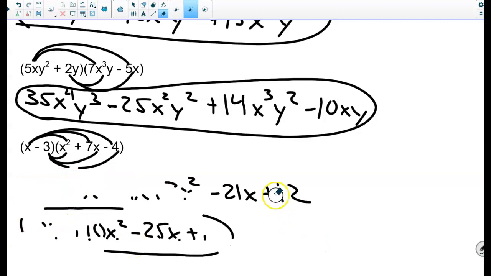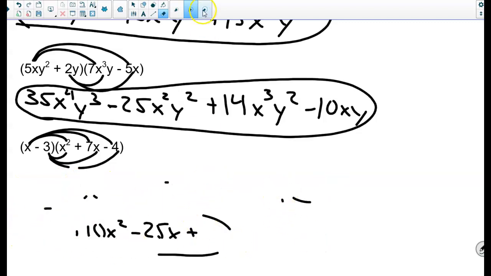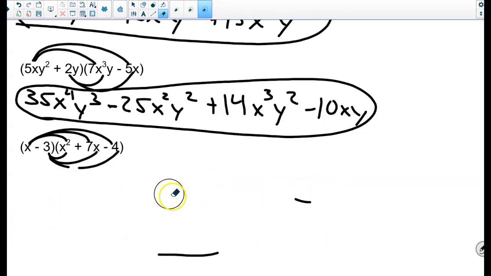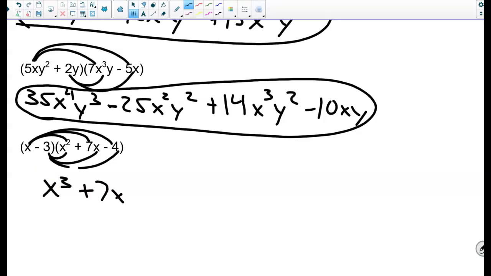All right, guys. Sorry, we have to go over a quick mistake I made here. So let's see if we can fix that. Sorry, I put a negative sign in the wrong spot. So x times x squared is x cubed plus 7x squared minus 4x. This was the mistake I made.